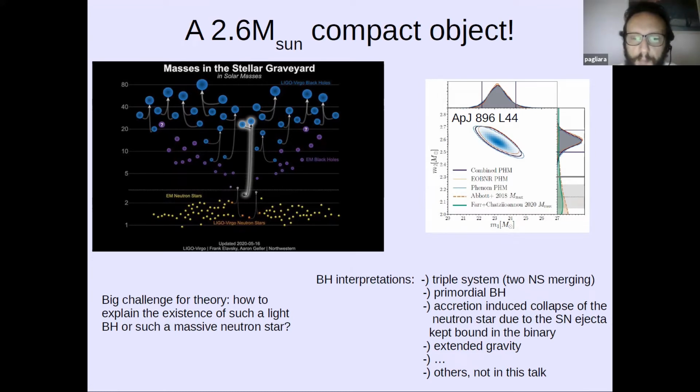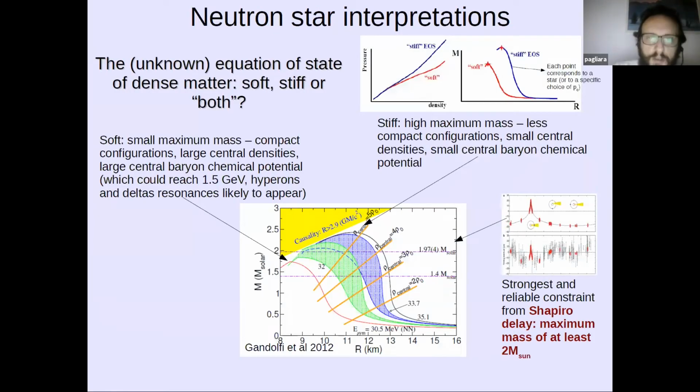Now, I will not discuss here the black hole interpretations. There are many of them. The system could actually have been a triple system. It could be a primordial black hole. It could be due to a supernova with a lot of material left after the explosion that then made the neutron star collapse into a black hole, extended gravity, and so on and so forth. So I will not discuss the black hole interpretation. I will discuss instead the neutron star interpretation.